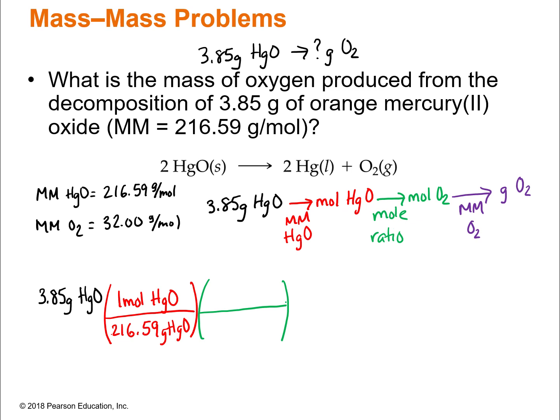What's our mole ratio going to be? We're trying to go from mercury 2 oxide to oxygen. What's that mole ratio? Almost. What's the coefficient for the oxygen? That's a 1. When we write it, we need the 1 on top, because that's moles of oxygen.